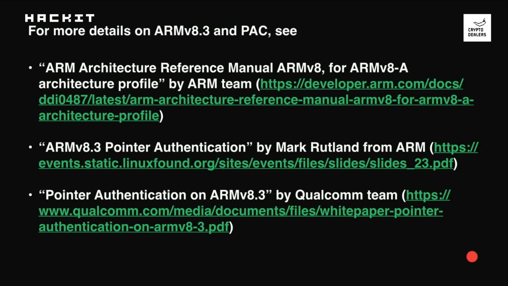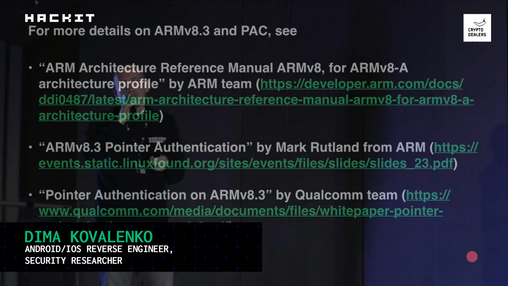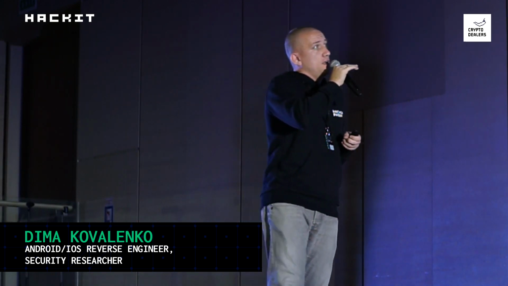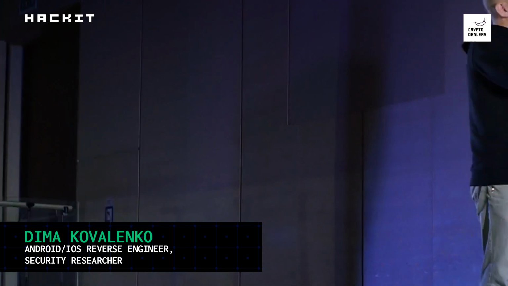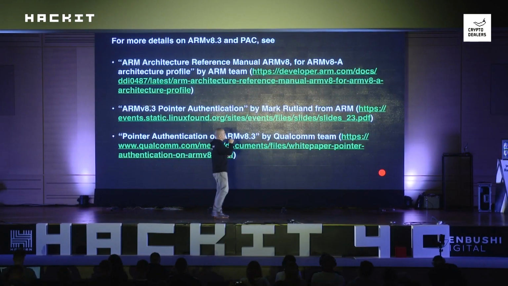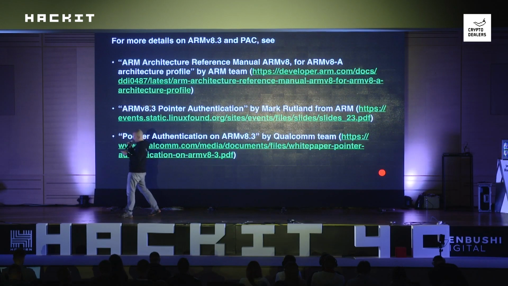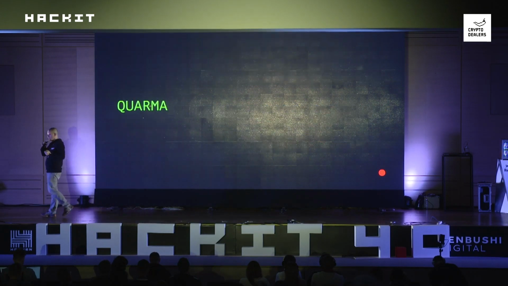First link is the ARM architecture reference manual. It's a very exciting, very good storytelling guide. It's about 6,000 pages, and it's mostly tables, so very little text. Actually, I'd also recommend looking at Mark Rutland's presentation and the presentation from the Qualcomm team. Why Qualcomm, I will tell in a minute.